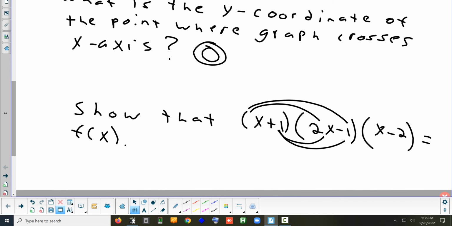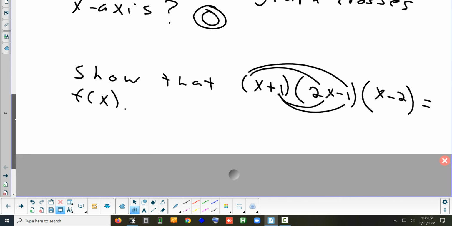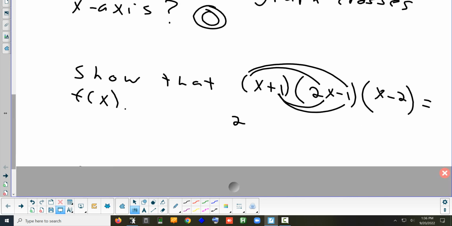All right, so Alex, if I multiply x times 2x, what do I get? 2x squared. Yep, 2x squared. And then the next one, Kiana, is going to be x times negative x, which is how much?